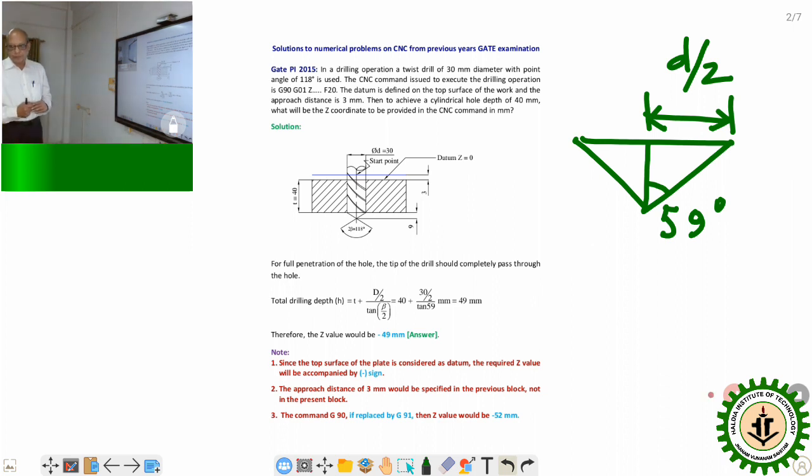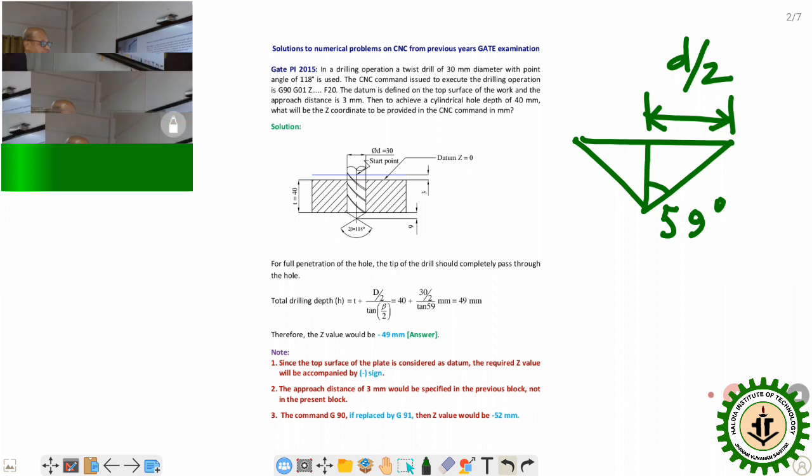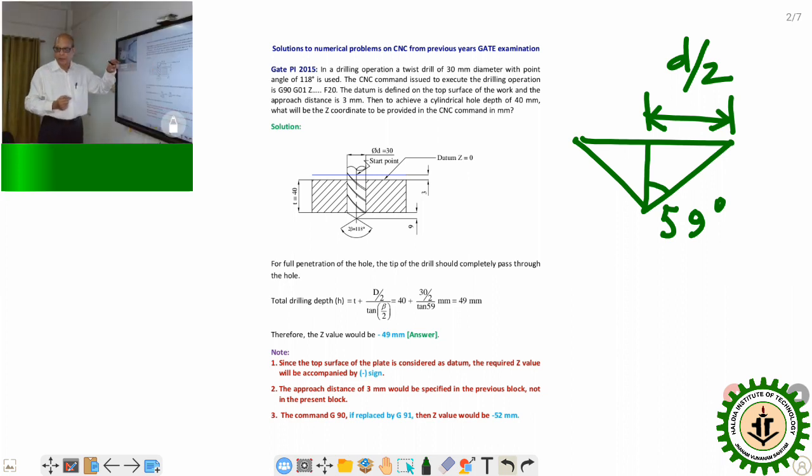Second thing, the approach distance of 3 millimeter would be specified in the previous block, not in the present block. That means by either linear interpolation or point to point interpolation, the tool will come and occupy the starting point, which is shown here as the start point. That will be taken care of in the previous block. But as far as the drill movement is concerned, that is taken care of by this particular syntax G90 G01. So your answer will be Z minus 49 with a feed value of 20.